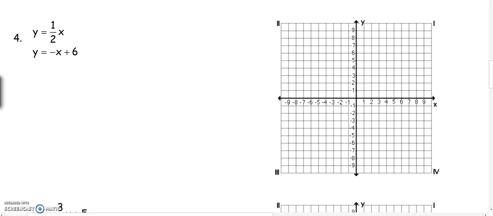Number 4, my first equation is y equals 1/2 x. So my slope in this case is 1/2. My b value is 0, 0 because there's no adding or subtracting to my x. So I'm going to start at the point 0, 0. I'm going to use the slope up 1 over 2. Remember, I want to make more than just 3 points this time. I want to go all the way across my graph so I get a nice line and connect my points.